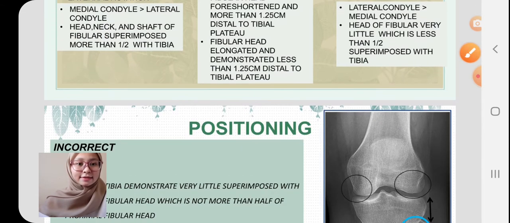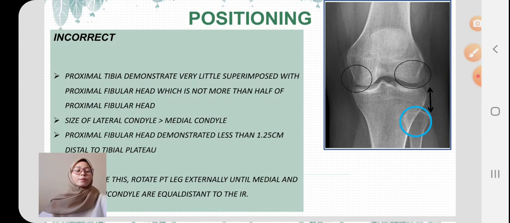Okay, next is positioning. This is the evaluation of the positioning of the radiograph that I chose. First, this is incorrect positioning. I say so because the proximal tibia demonstrates very little superimposition with the proximal fibula head, which is not more than half of the proximal fibula head. Second, the lateral condyle is bigger than the medial condyle, which indicates internal rotation.